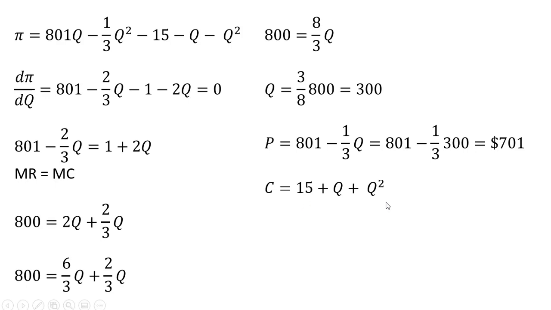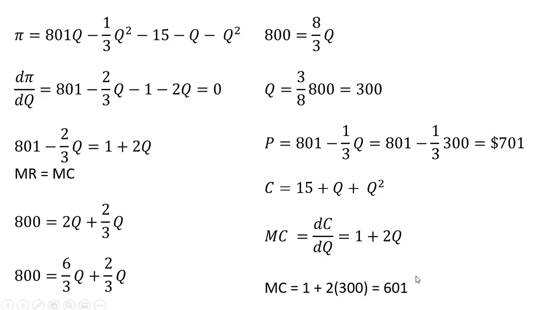And in terms of the cost equation, let's just get back marginal cost. We already know it's 1 plus 2Q, but again, just showing it, taking the derivative, we get 1 plus 2Q. And let's evaluate marginal cost at the profit maximizing level of output, and we get 601.